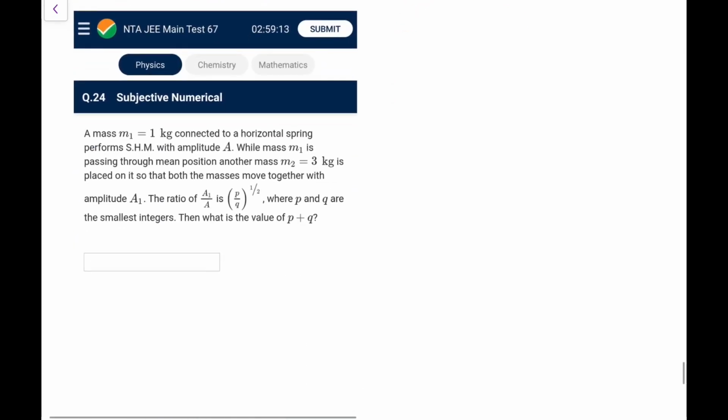Next. SHM. A 1 kg mass connected to a horizontal spring performs SHM with amplitude A. While mass M1 is passing through the mean, another mass is placed on it. So both move together with amplitude A1. The ratio of A1 by A2 is. So it is passing through the mean. So when it was passing through the mean, there was no external force and it just sticks.